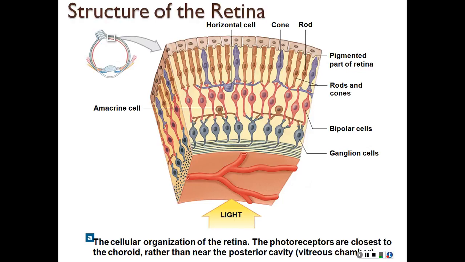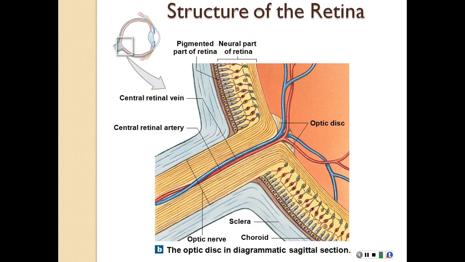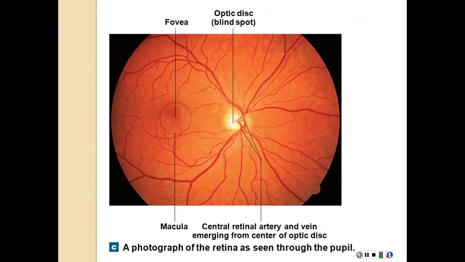Okay, so the axons of the ganglion cells there are traveling toward the optic nerve. Those fibers come out through the back of the eyeball by way of the optic nerve, and then they go through the optic chiasm and then the optic tract.